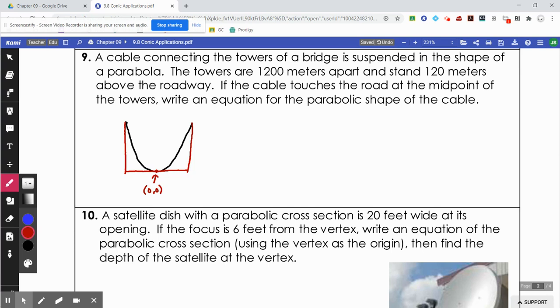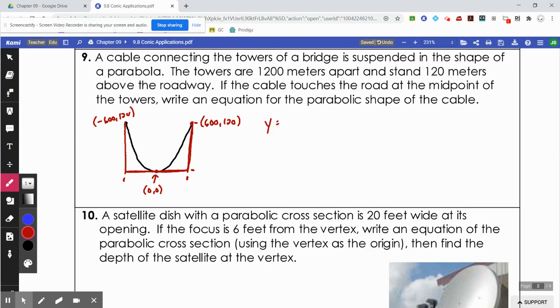So the towers are 1,200 meters apart. So that means the distance from here over to here is 1,200 meters, and they're 120 meters high, which means the distance from here up to here is 120. So let's find this point right here. If this whole distance is 1,200, then this distance will be 600. The distance up to here will be 120, so therefore this point is going to be the point 600, comma, 120. This would be the point negative 600, comma, 120. So let's go ahead and do the exact same thing we did on the last one, except the nice thing here is since the vertex is located at 0, 0, we don't have to worry about h's and k's.